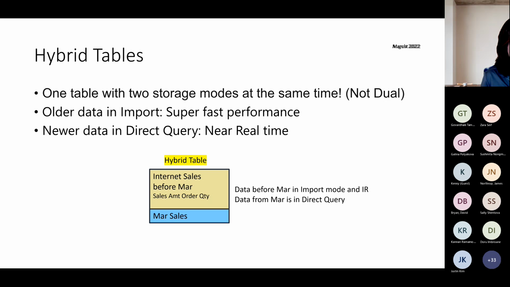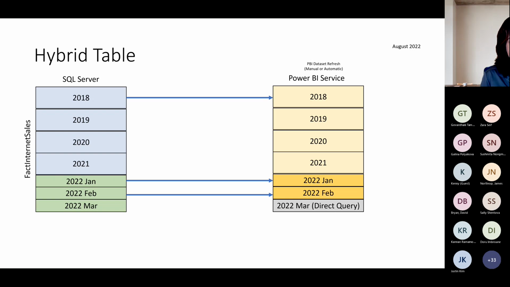So looking back at our example, the internet sales, we can say that data up until March, the data from 2018 to 2021, January and February, for example, can be in import. When a refresh comes in, January and February will get refreshed with the subsequent refreshes. But then the March data is just going to be in the backend.